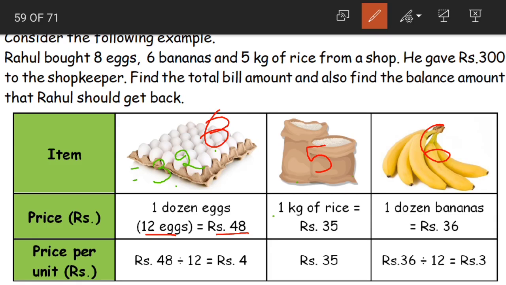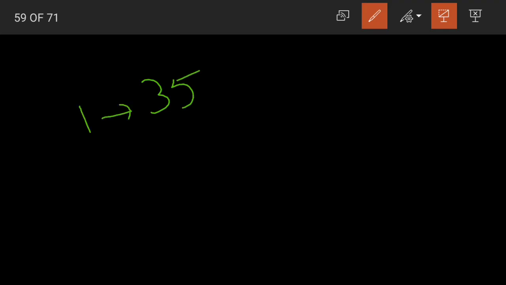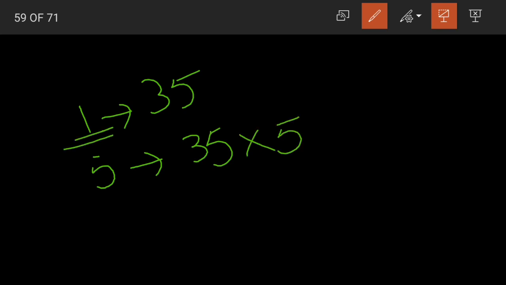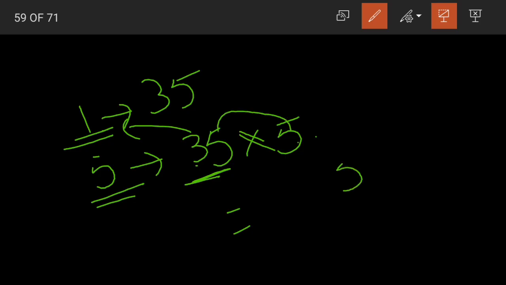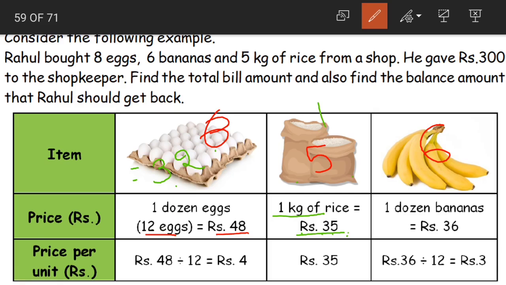Now coming to rice. Here 1 kg of rice is 35. What is 1 kg of rice? 35. So we need to find out the amount of 5 kgs of rice. How will we do that, children? Will we divide? No, we will multiply, right? We have the cost of only 1 kilo. To find out the cost of 5 kilos, we'll multiply the cost of 1 kilo into 5. 35 into 5. 5 5s are 25. 2 carried. 5 3s are 15 plus 2, 17. So 175 rupees is the total cost of 5 kgs of rice.